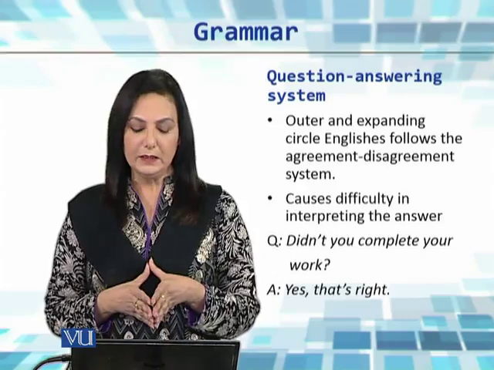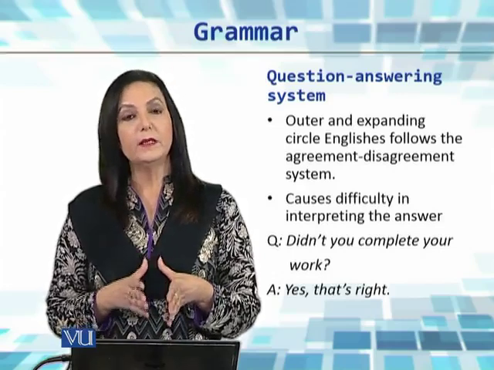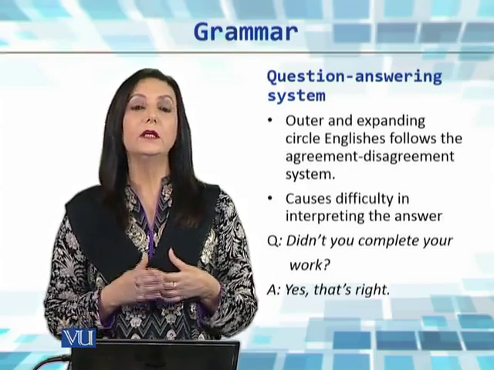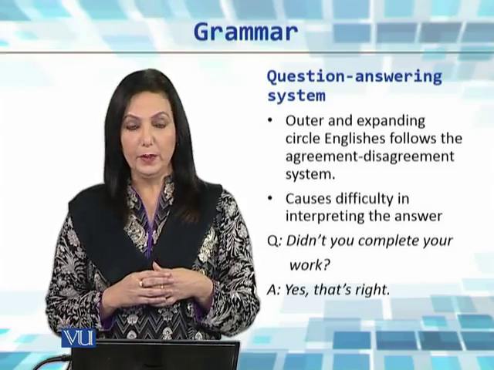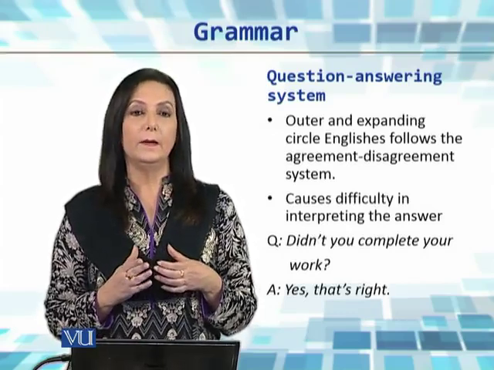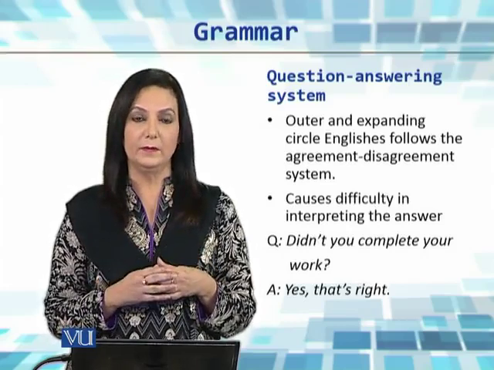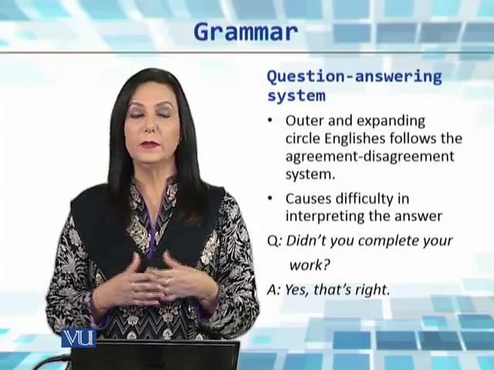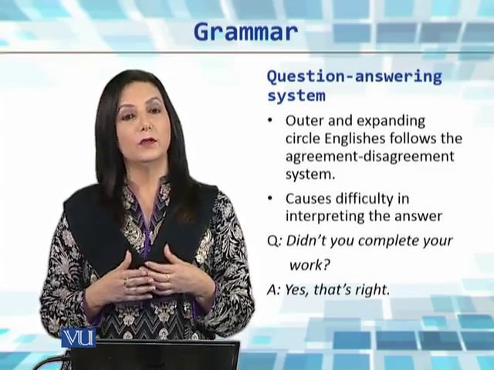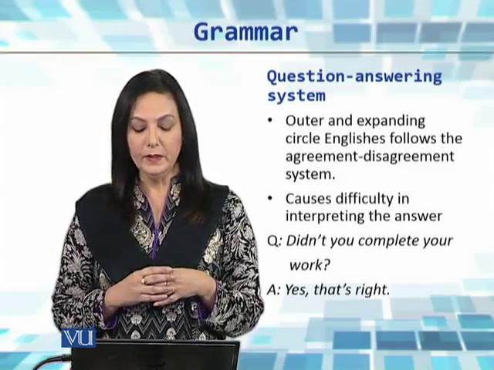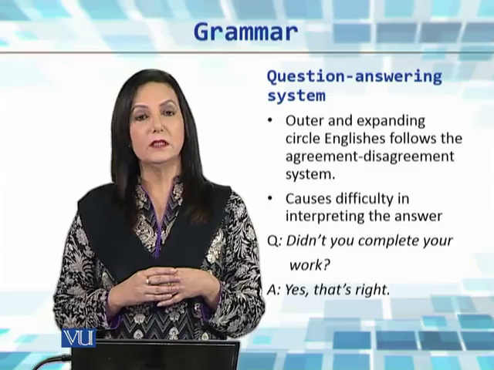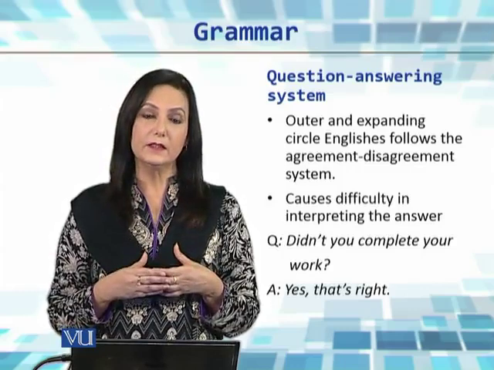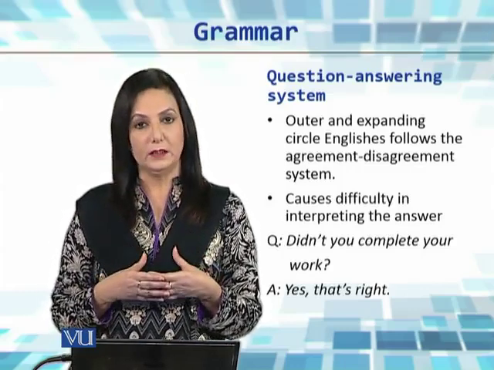See, outer and expanding circle Englishes follow the agreement disagreement system. Most of the languages in the outer and expanding circle follow the agreement disagreement system, whereas English follows the positive negative system. This following of the agreement disagreement system by non-native speakers of English causes a lot of confusion. And this confusion is caused because it becomes difficult for the listeners to interpret the answer.